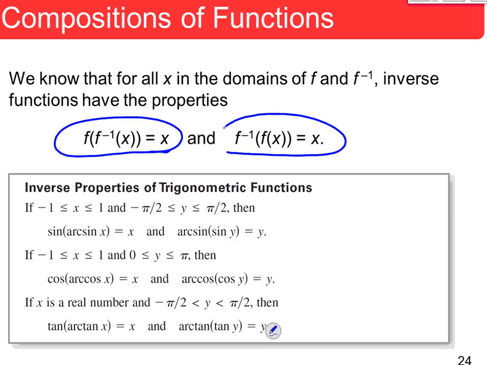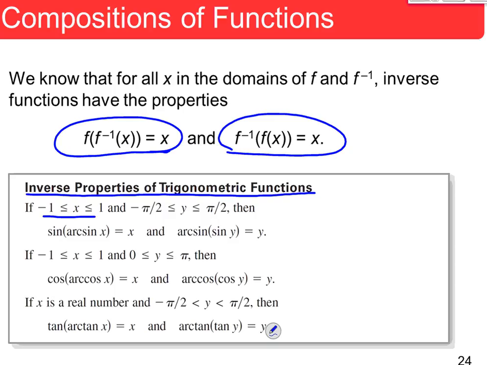So these are what we're looking at. Remember when we have an inverse, if we take f of f inverse of x, we get back to x. Or if we take f inverse of f of x, we get back to x. And so then these inverse properties of trigonometric functions, the thing we have to be careful of is these only work this way for valid values. So we have to be in that correct place.